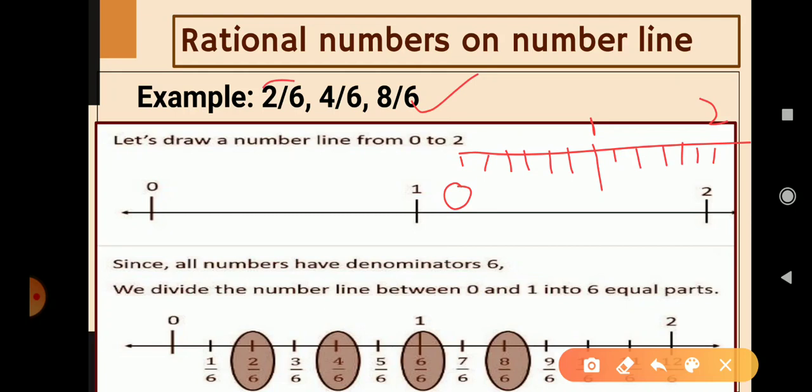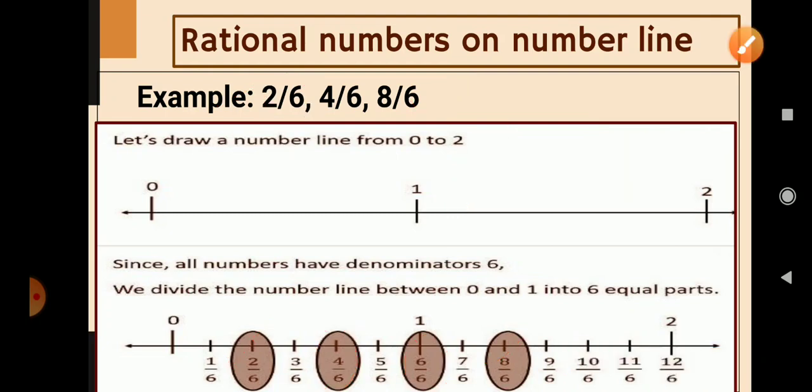Next, what is the first rational number you have to represent? 2 by 6. As I told you, start from the starting point. This is 1, this is 2. So this will be 2 by 6. Observe here. Again, next 3, then 4 by 6. Next 5, then 6, then 8 by 6. And 6 by 6 is nothing but 1.